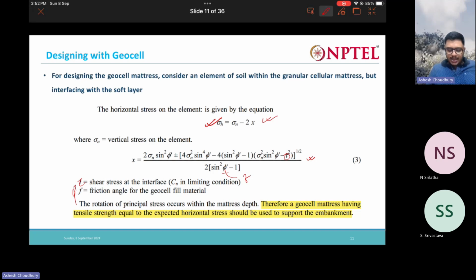So what I was saying, this you are going to calculate, that is the horizontal stress on the element. Say you calculate this horizontal stress as 50 kilonewton per meter square. That means if your geocell thickness is, say, 1 meter, that geocell must have a tensile strength of at least 50 kilonewton per meter. This pressure is 50 kPa. You need to use a geocell of 1 meter thickness having a tensile strength of minimum 50 kilonewton per meter. That is what this means.